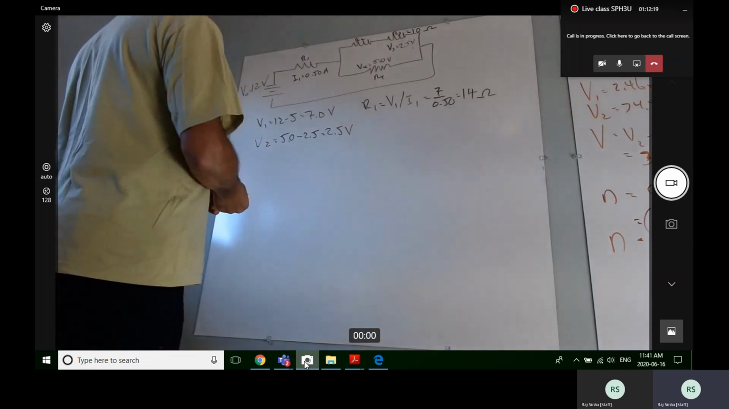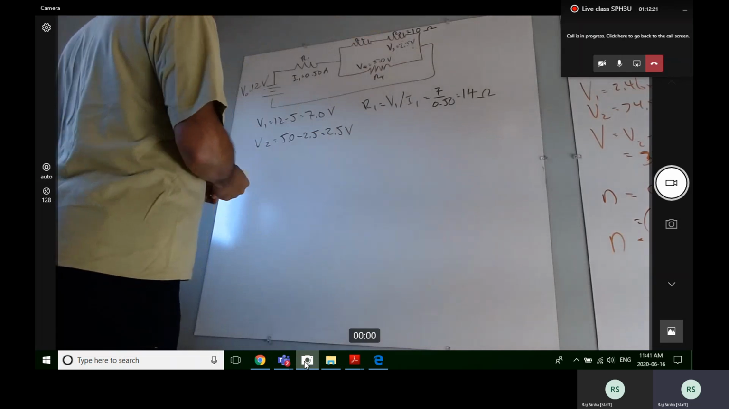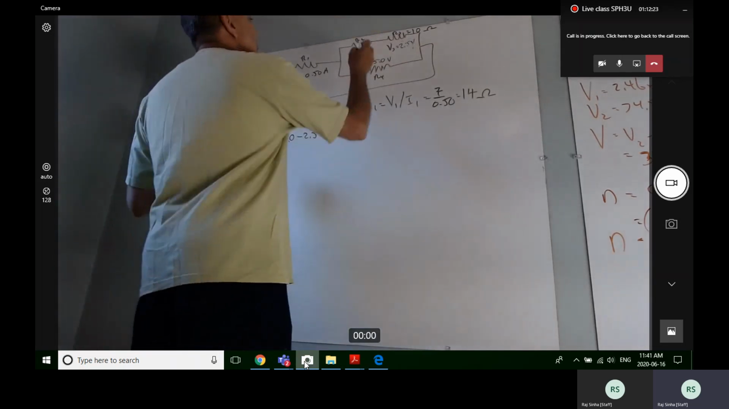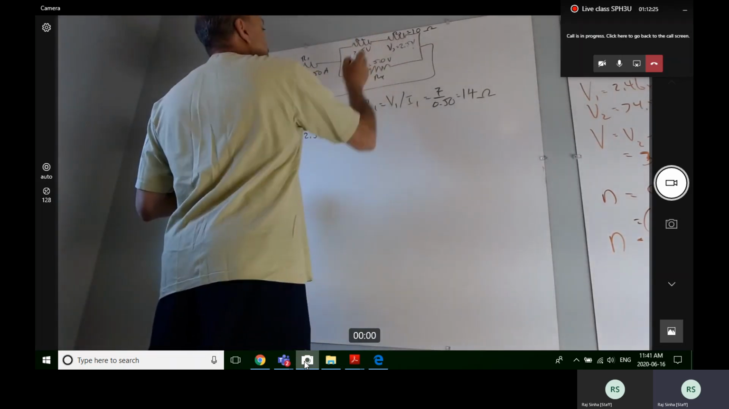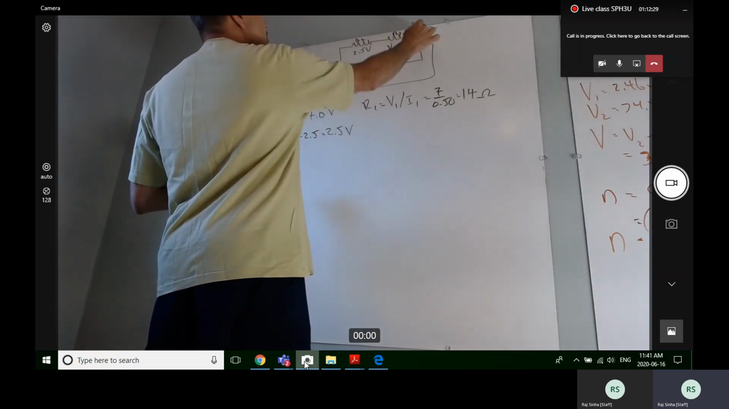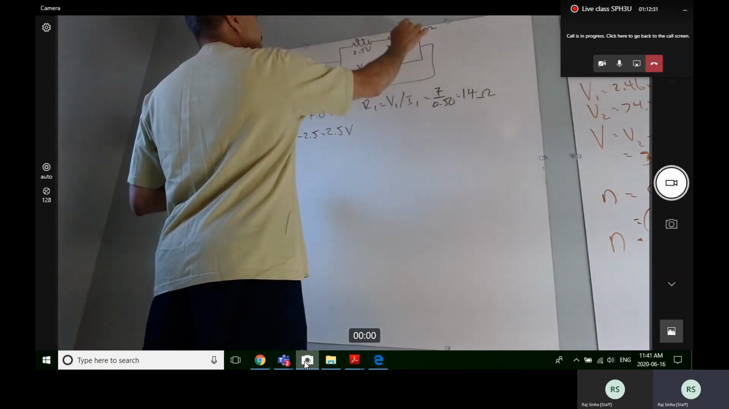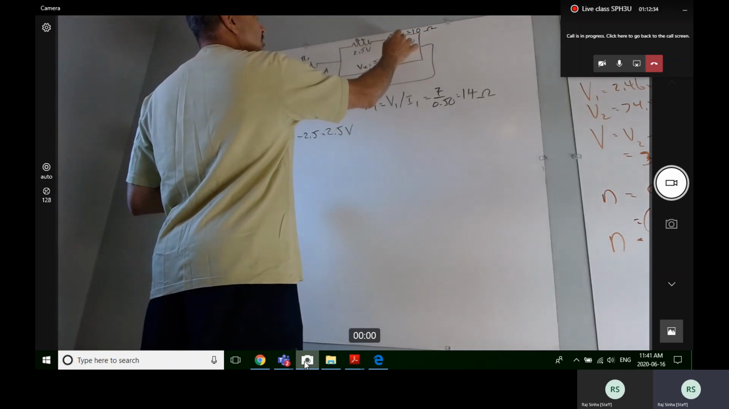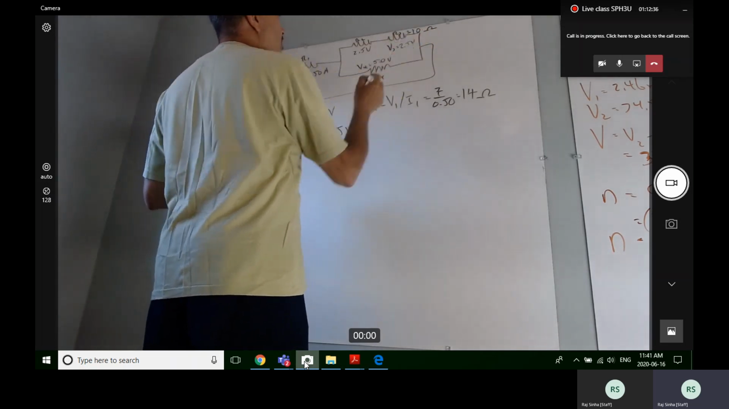Okay, so I have my voltages. Again, if I had more room, I'd like to put these right on here. I know that this is 2.5 volts. I know it's 5 volts. I know that's 10 ohms. So that's 10 ohms, and that's 2.5 volts. I can calculate the current here.